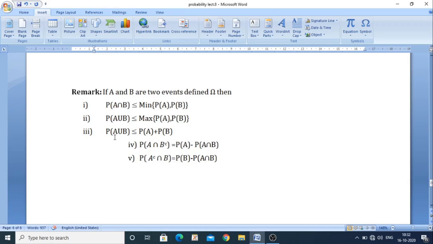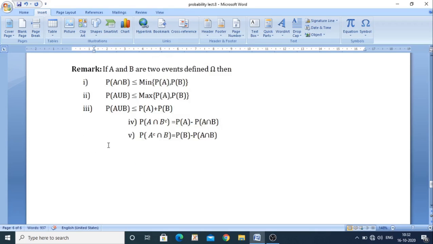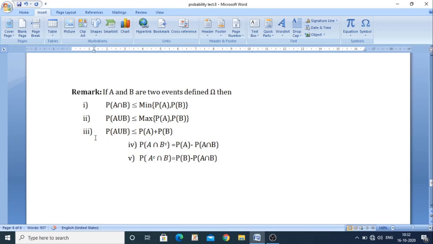The third one is P of A union B is less than or equal to P of A plus P of B. The fourth one is P of A intersection B complement is equal to, this is the formula, P of A minus P of A intersection B. And the fifth one, P of A complement intersection B is equal to P of B minus P of A intersection B. So by using these inequalities and formulas, we can solve the examples depending on the probability.